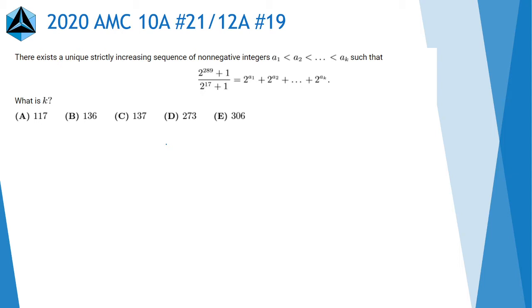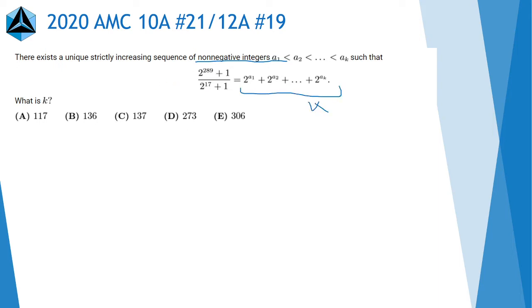2020 AMC 10A number 21 and 12A number 19. So we have that there's a unique strictly increasing sequence of non-negative integers, a1, a2, so on to ak, such that 2 to the 289 plus 1 over 2 to the 17 plus 1 is equal to 2 to the a1 plus 2 to the a2, so on and so forth. So what is k? They're basically asking for the size of this sequence.